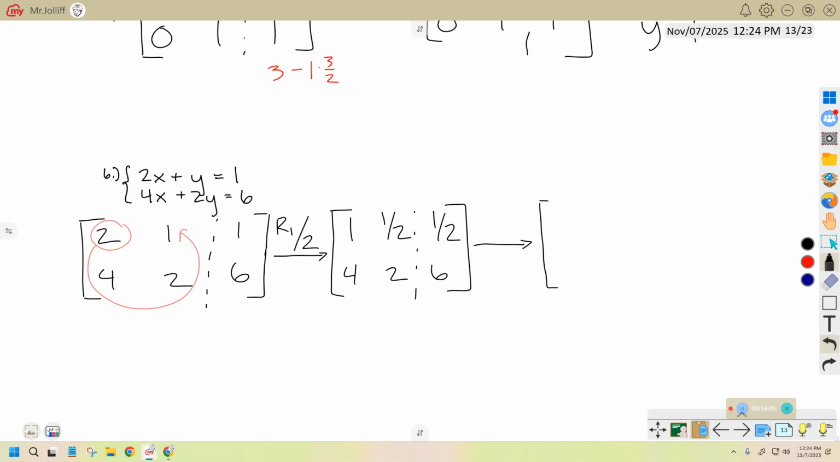So close. But if I just did row 2 minus row 1, 4 minus 1 is 3. So I need to multiply row 1 by what? 4. Because then 1 times 4 is 4, and 4 minus 4. I would do row 1 times 4. So row 2 minus row 1 times 4. So multiply the top row by 4 and then subtract it from the bottom row.